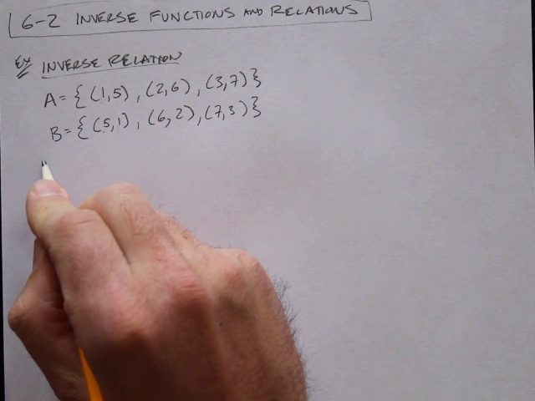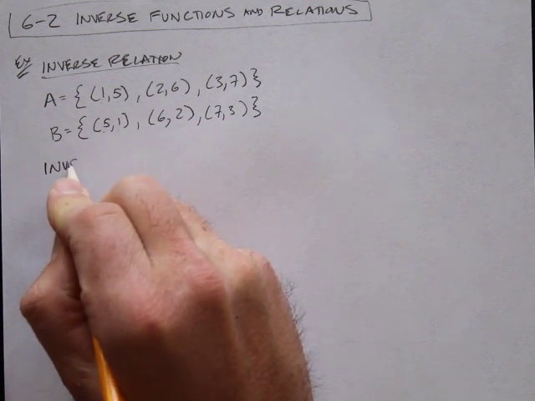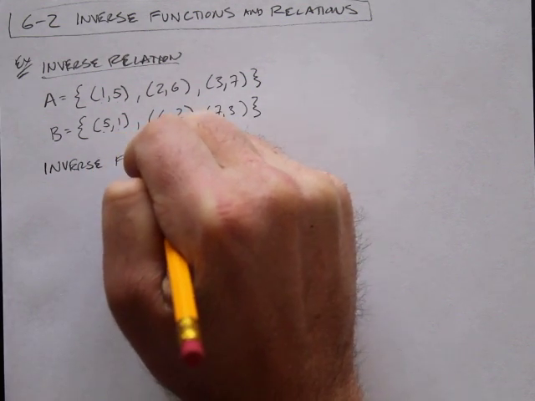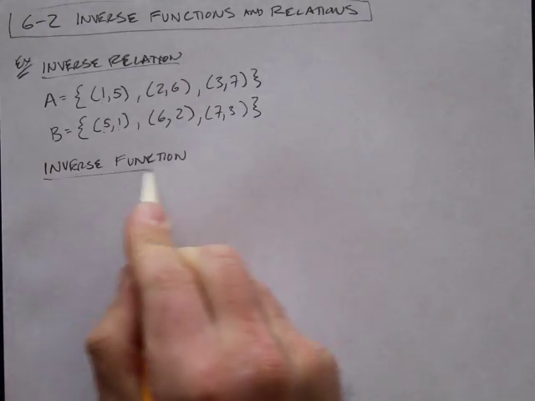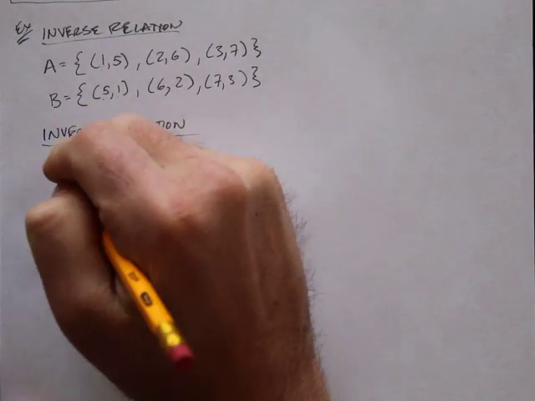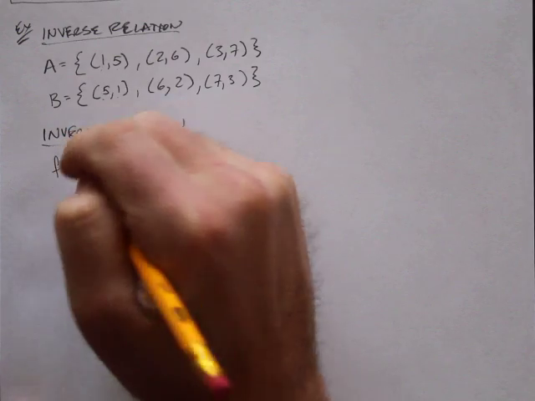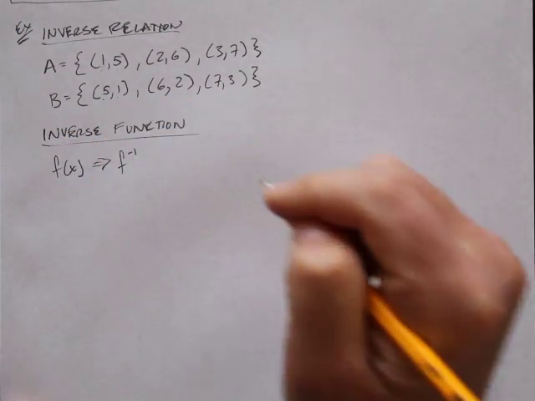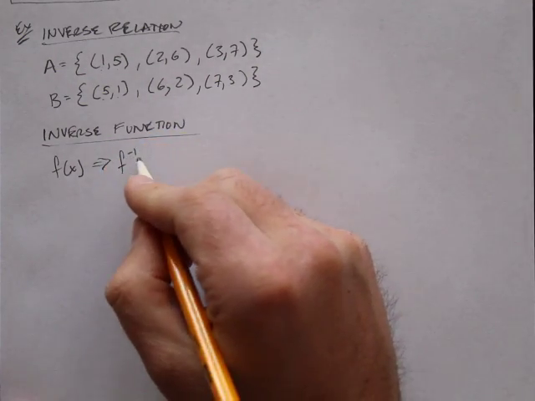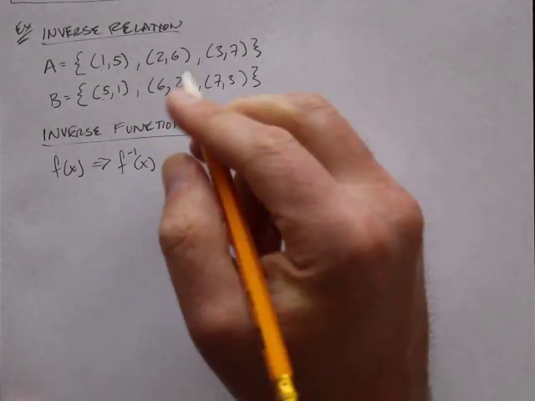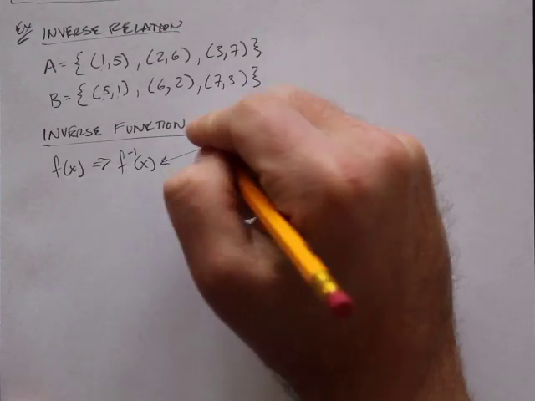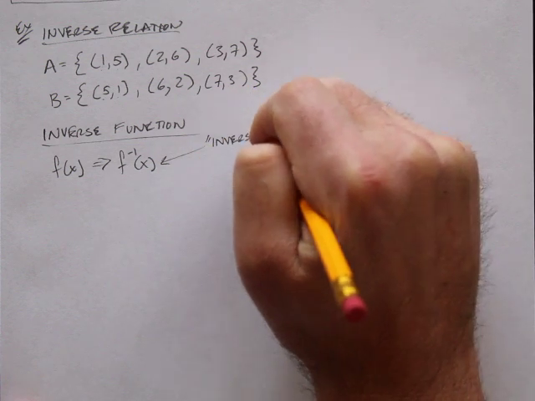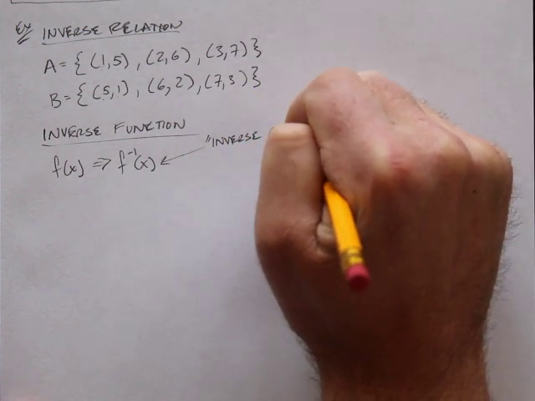Now an inverse function looks like this. I've got f of x. My inverse to f of x is f with this little -1 up here, which is saying inverse of f of x. And so when we say this here, we say inverse of f of x.